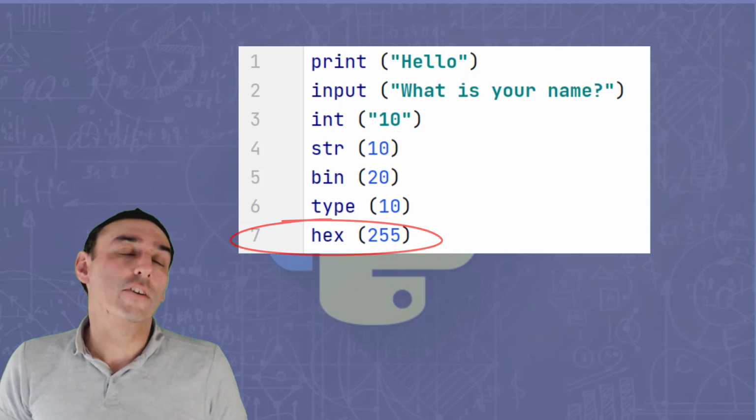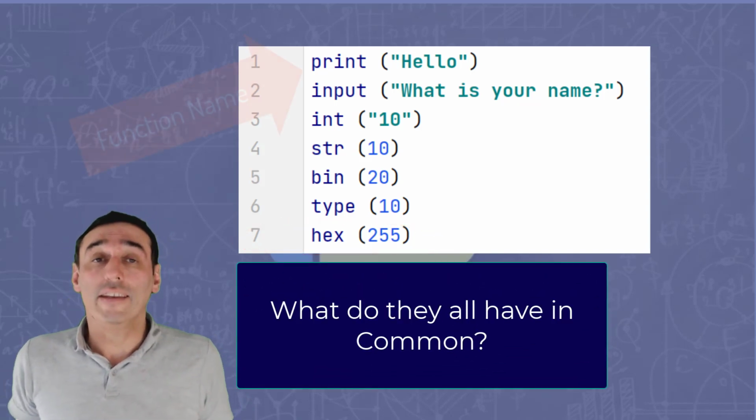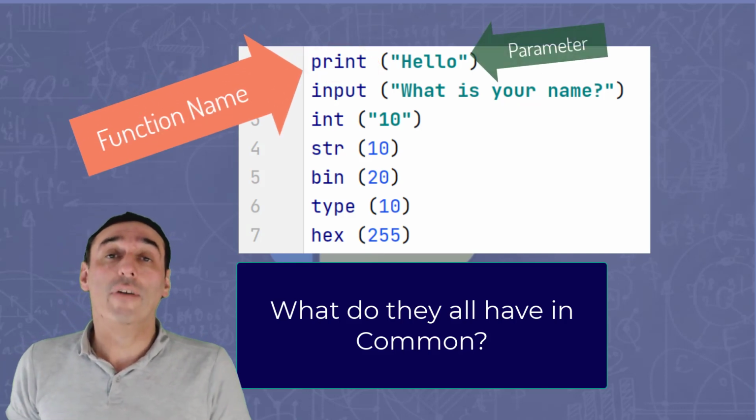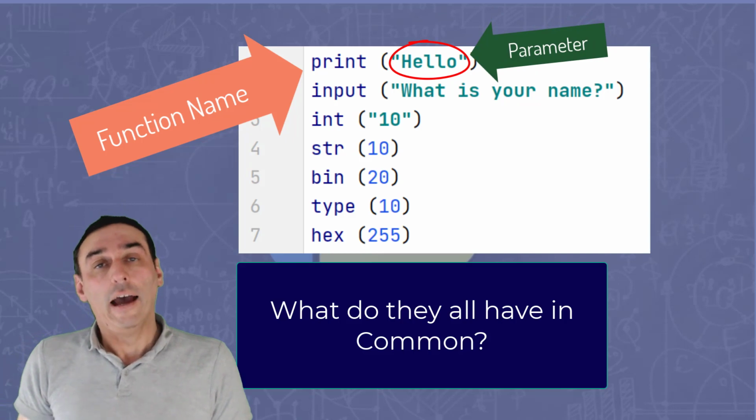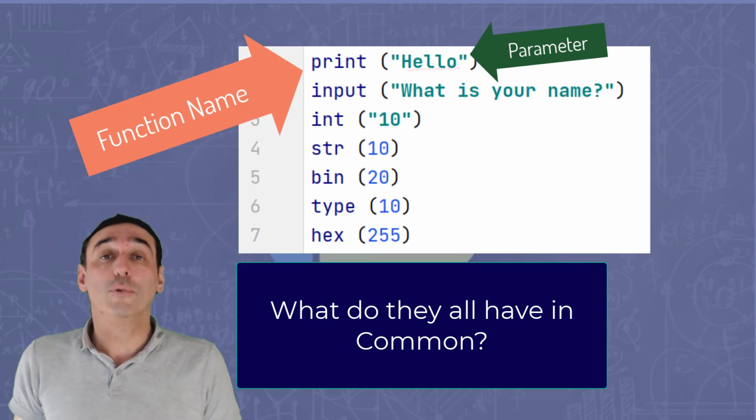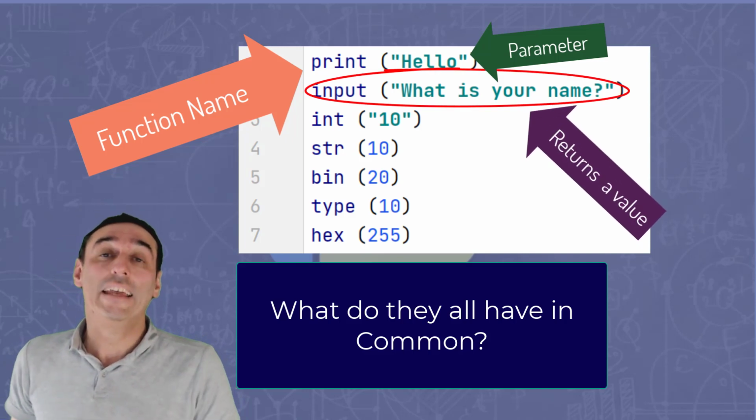So what do all these functions have in common? Well, they all have a name, of course, and they also have a parameter, a value you would give the function. And in some functions you would have a return value. So for example, the input function here, which will return whatever the user has inputted.